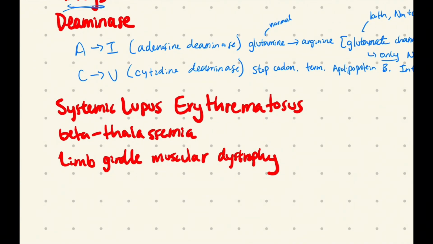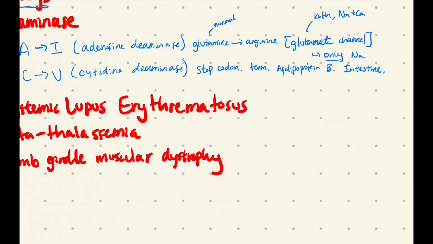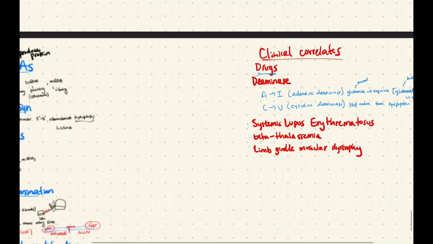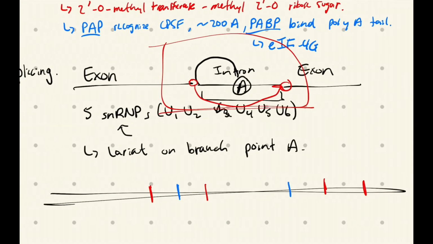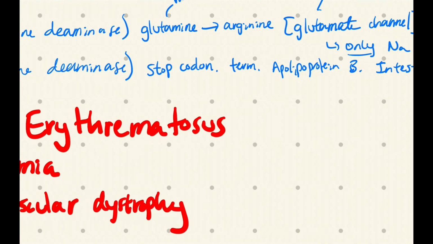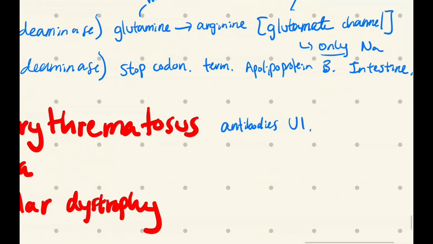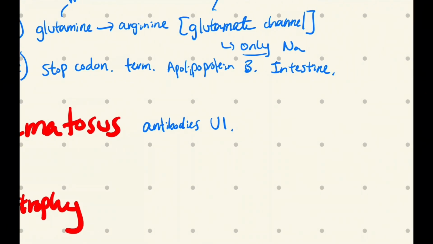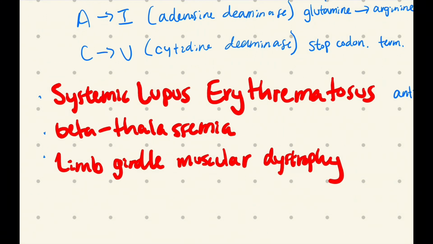Now you also have 3 different diseases that you have to know about. You have your systemic lupus erythematosus. That's just going to have your antibodies attack your U1. If you remember from when I talked about U1, very briefly about the SNRPs, that's going to affect your spliceosome, right? So antibodies to U1. And this is going to affect your U1, your histones, as well as your topoisomerases, okay?